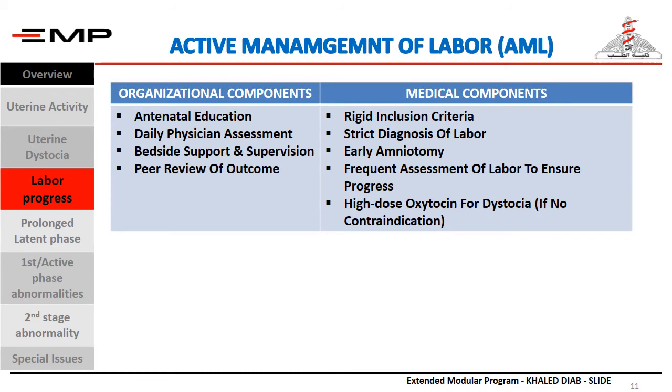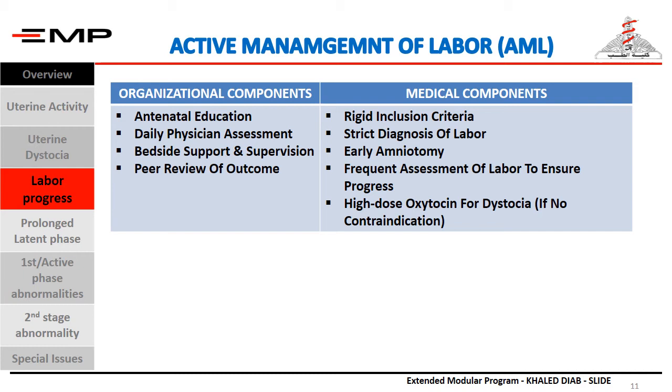The concept of active management of labor was first implemented by O'Driscoll and colleagues at the National Maternity Hospital in Dublin in 1968. This management system contained both organizational and medical components, with physicians supervising normal spontaneous labor in nulliparous women and intervening only when labor progressed slowly.